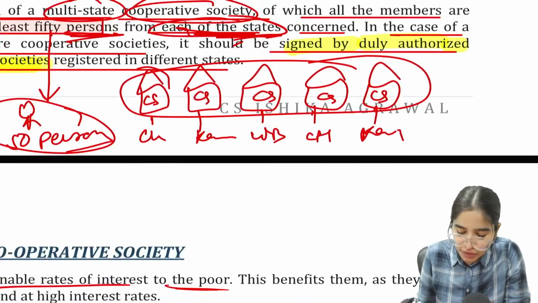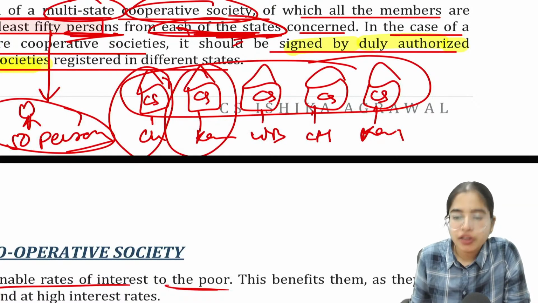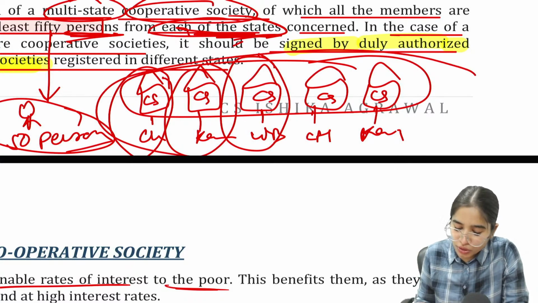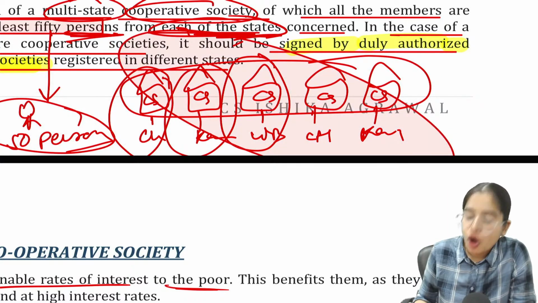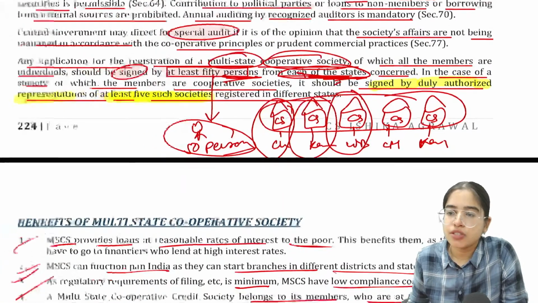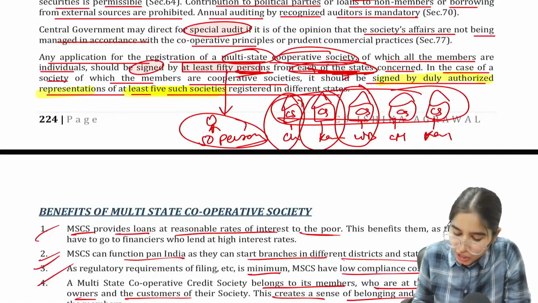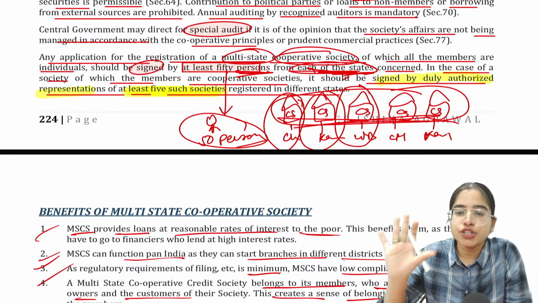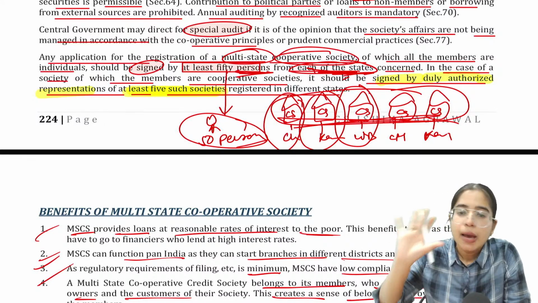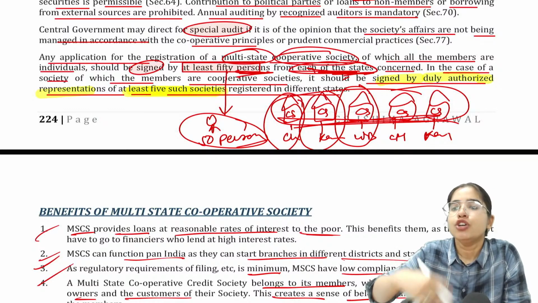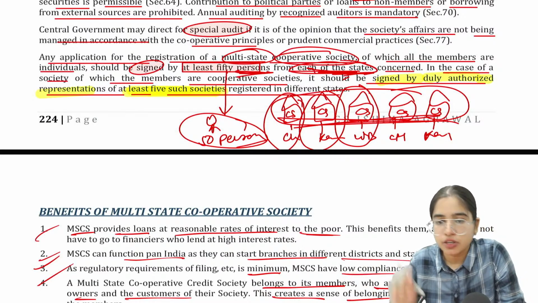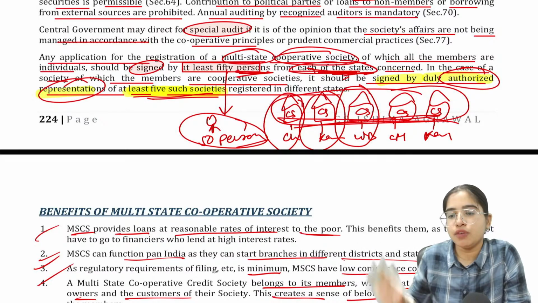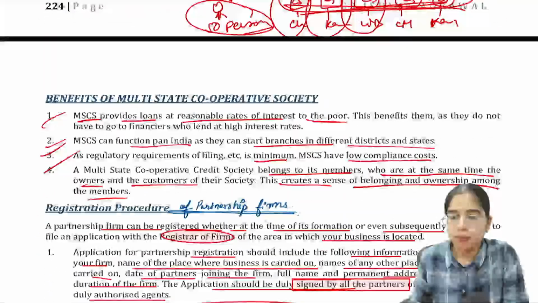Why? This cooperative society is in Chhattisgarh, this one is in Karnataka, this one is in West Bengal. So don't you think they can join together and form a multi-state cooperative society? Yes, they can. If cooperative societies are forming a multi-state cooperative society, then there should be minimum 5 cooperative societies joining together, and the application should be signed by the duly authorized representatives of those 5 societies.